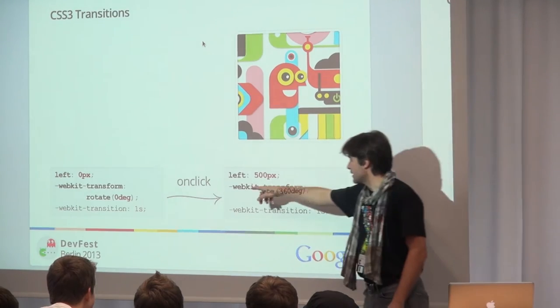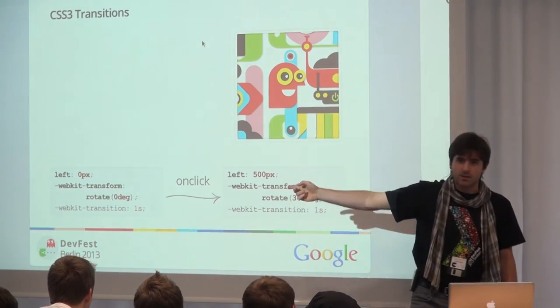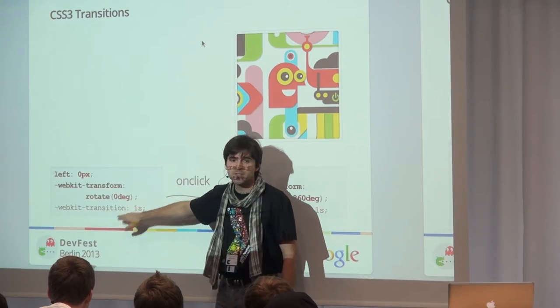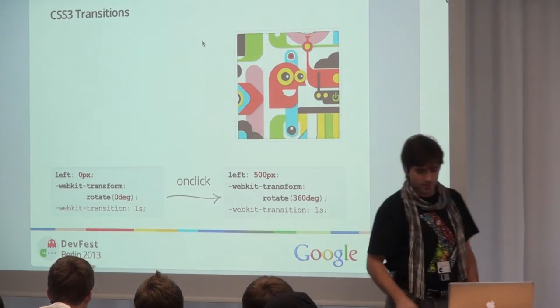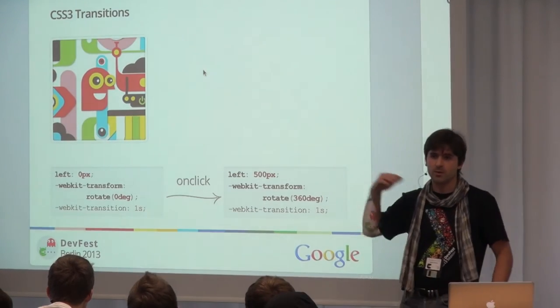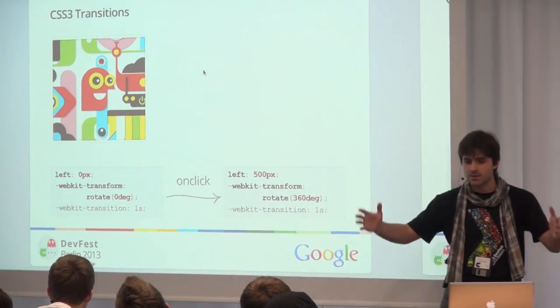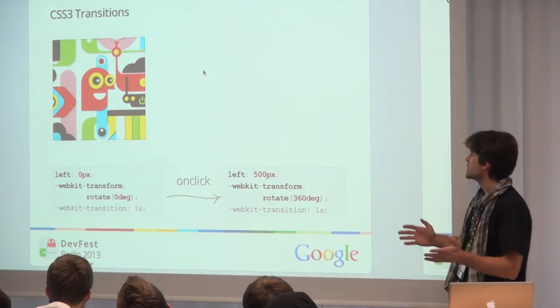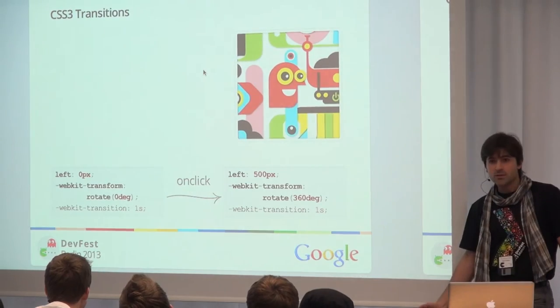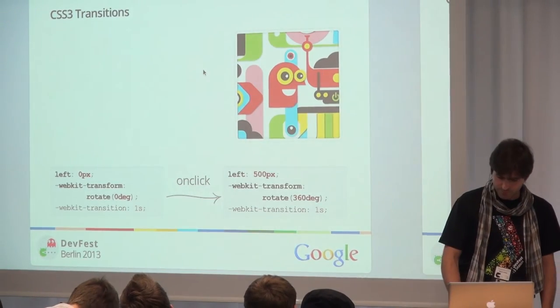And what happened when I clicked is that the class changed. And because I specified this transition 1 second property, the browser actually did the interpolation between those two states and created a nice 60 frames per second animation. So that's about it for CSS animations.